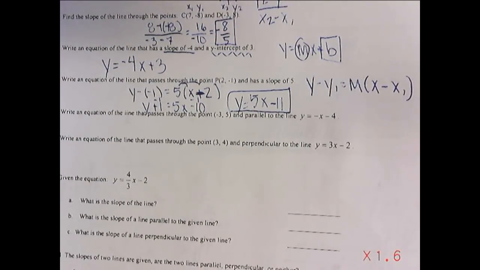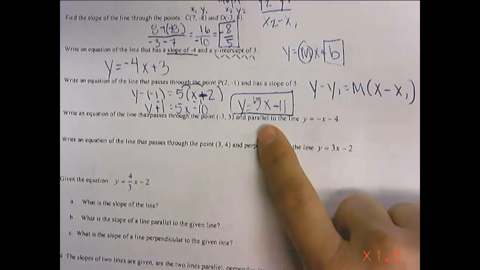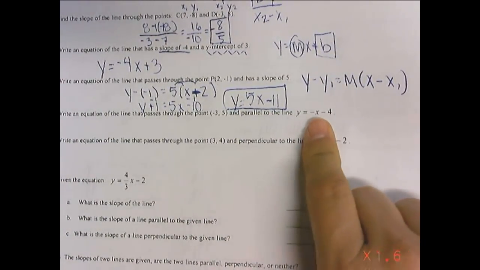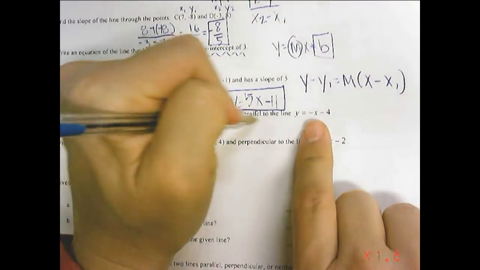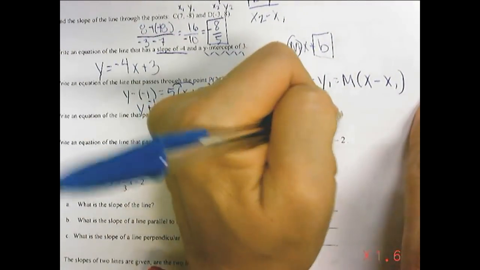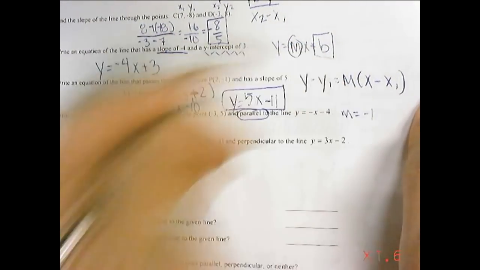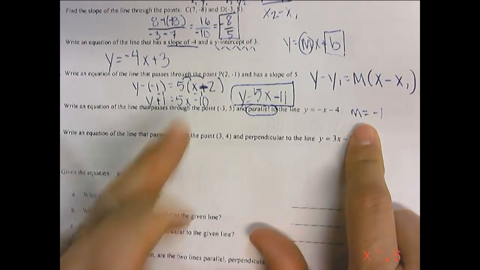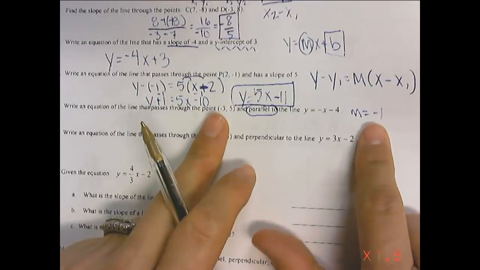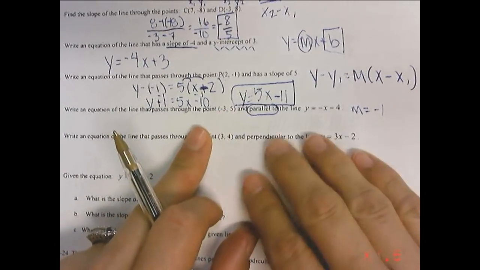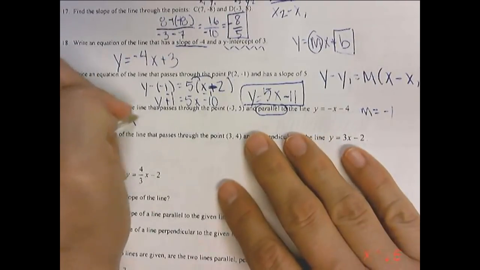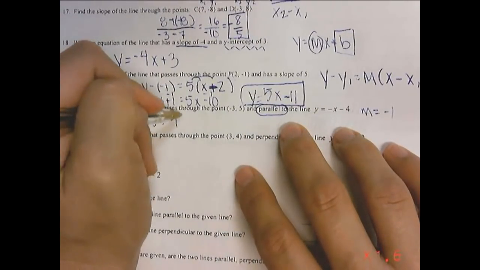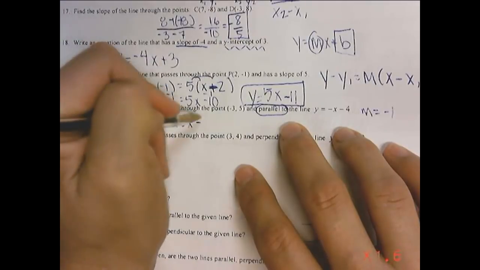Again, same thing here. Write an equation of a line that passes through this point and is parallel to this line. Parallel means that they will have the same slope. So my slope here is negative 1. Remember, m is the symbol for slope. So I'm going to take this point and this slope and put it into point slope and then put it into slope intercept. So y minus 5 equals my slope, which is negative 1, x minus negative 3.